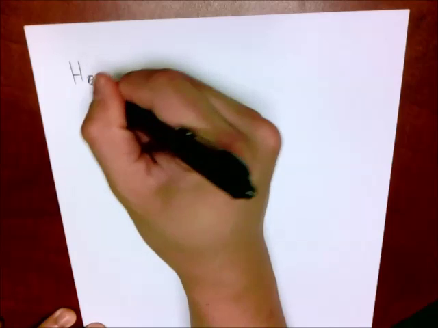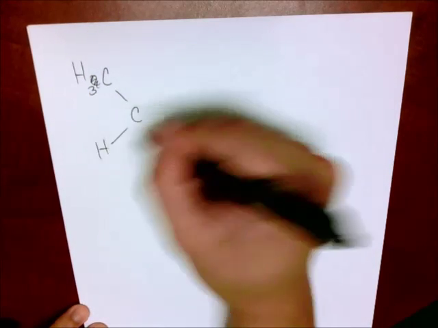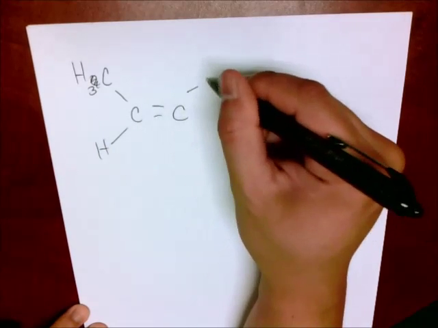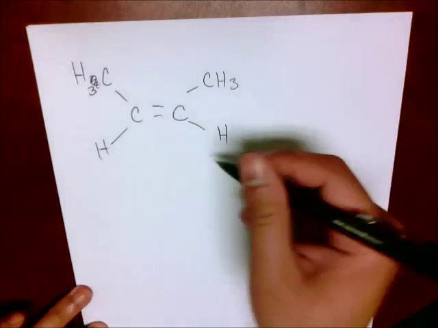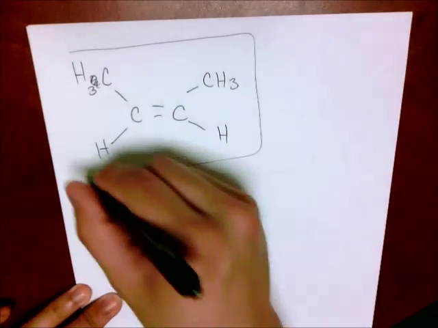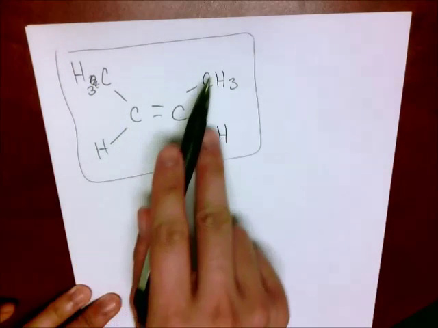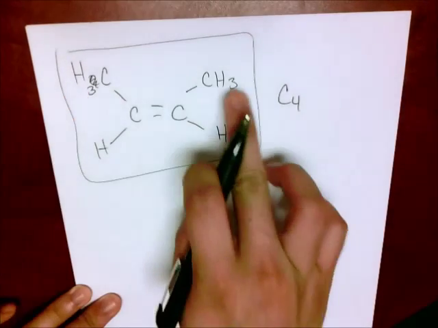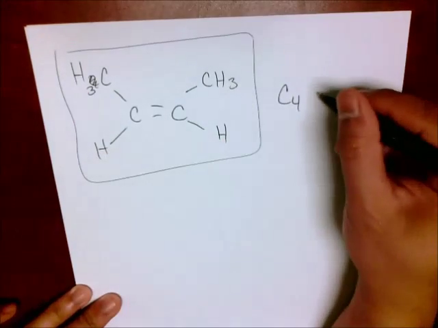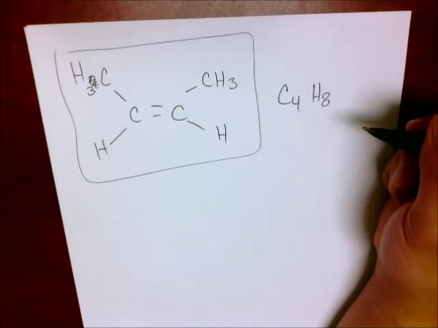H3C, bonded to carbon, bonded to hydrogen, double bonded to another carbon, and then bonded to another CH3, and H down here. So here is your original thing. Keep in mind your chemical formula is going to be 1, 2, 3, 4 carbons, and 1, 2, 3, 4, 5, 6, 7, 8 hydrogens. All right, C4H8.